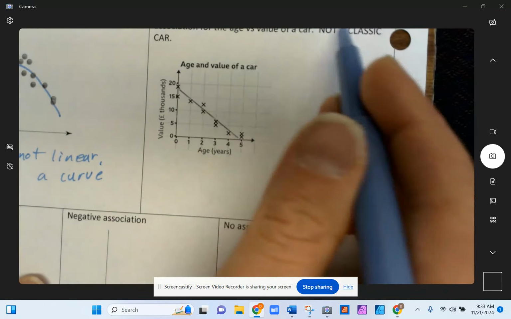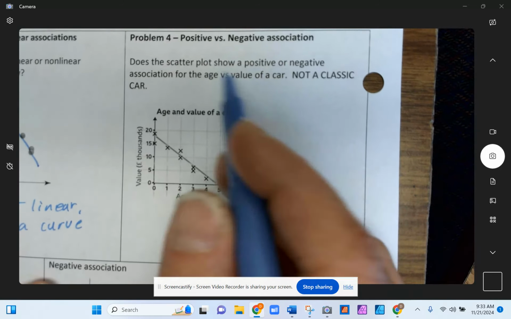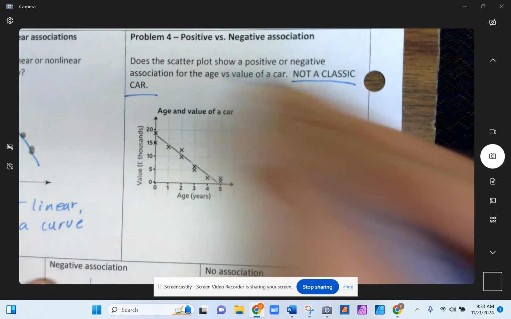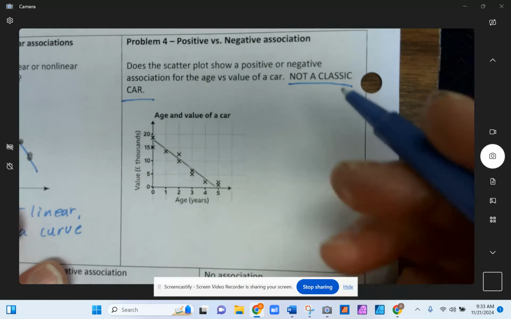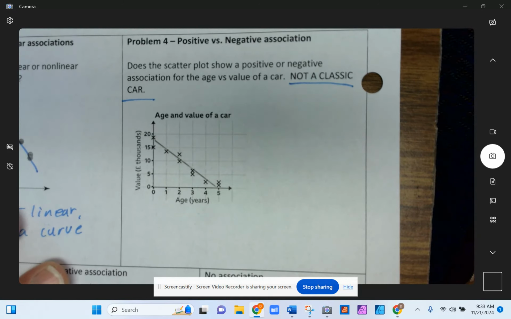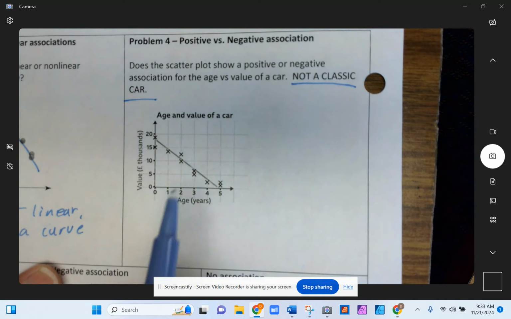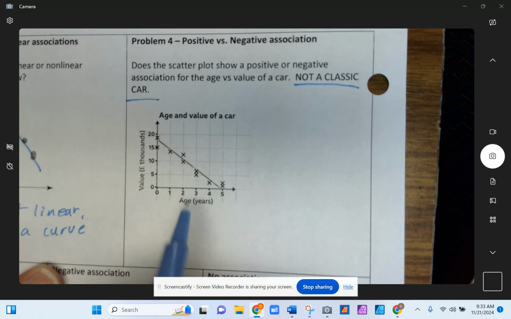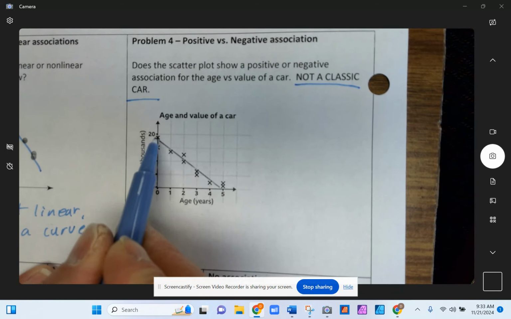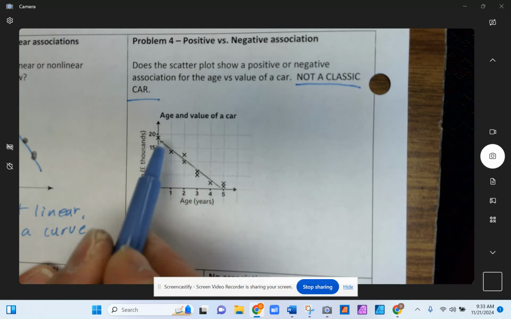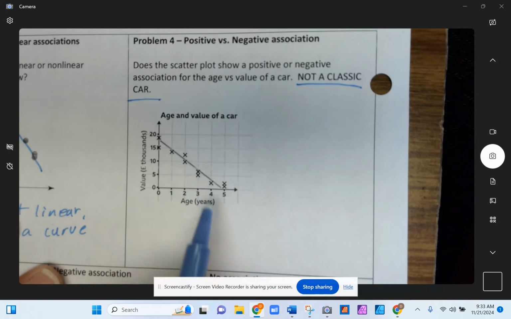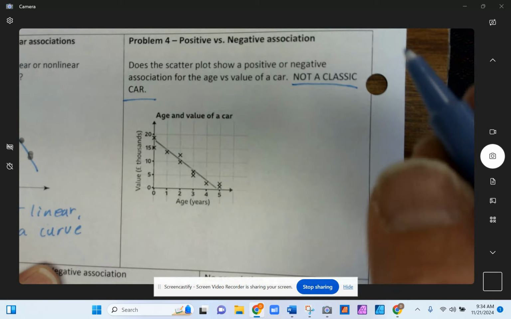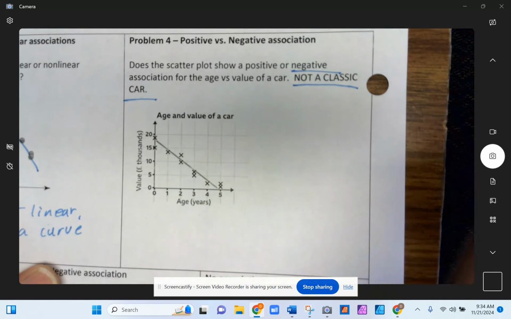Does the scatter plot show a positive or negative association for the age versus value of a car? And I want to be very clear that this is not a classic car, right? So this is not like a 68 Stingray or something like that. This is just an average, like a Toyota Camry or something, right? So if you buy this car at 20 grand, over the course of a few years your value generally depreciates. That's what it's called, right? But we have this negative association, right? So this shows a negative association.